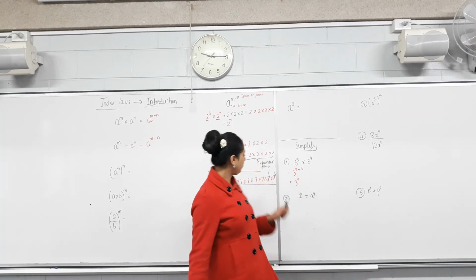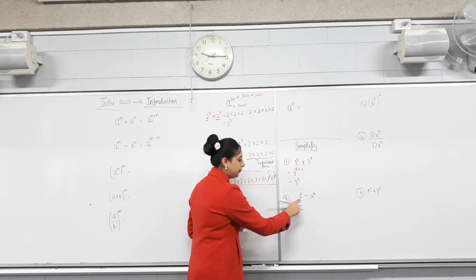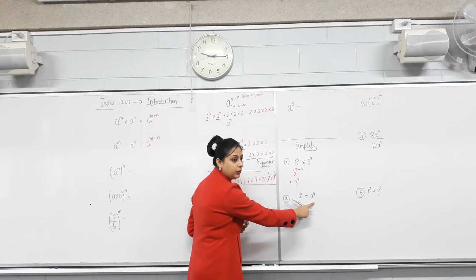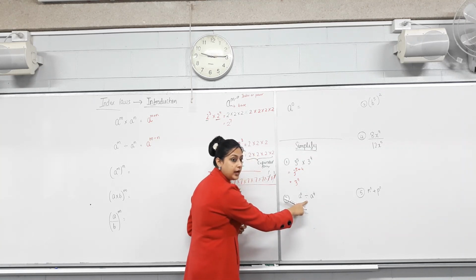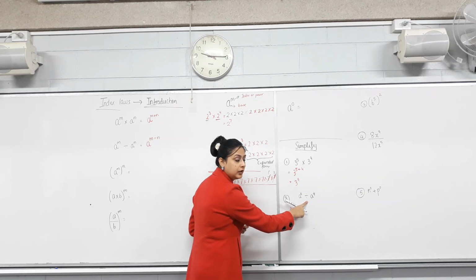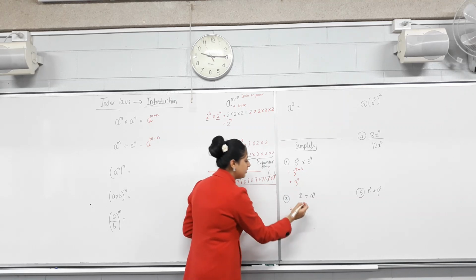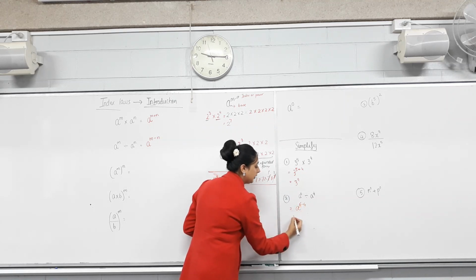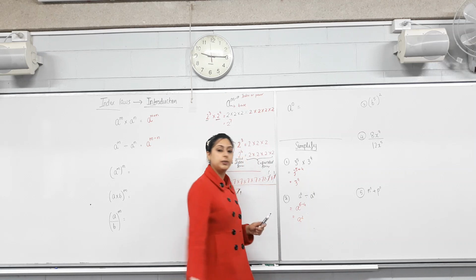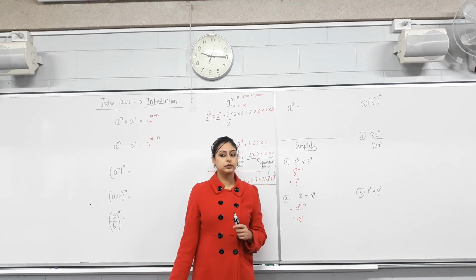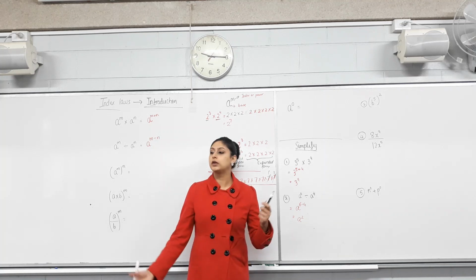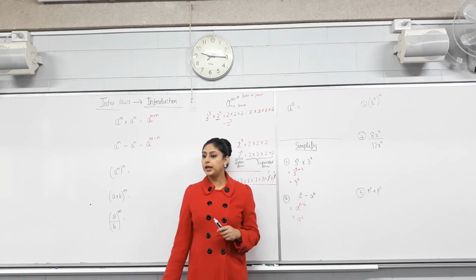Make sense? So how would we do it here? Is the base same? Yes. What's the base? A. They're being divided. So same base being divided, powers get subtracted. So power of the numerator, take away the power of the denominator, and the answer is a to the power of 2. What's another way of writing a to the power of 2? A squared. Well done. Happy with that?